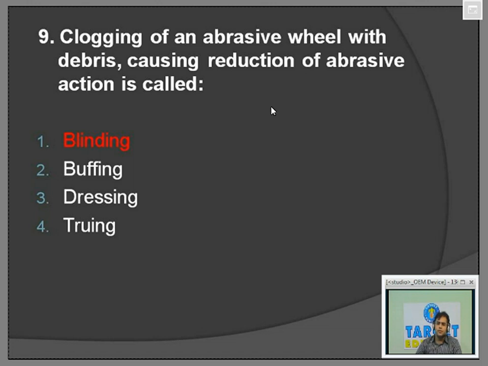Okay. Buffing is a process which is used for polishing of dentures. After you have used your sandpaper mandrel for finishing of the denture, the final process of polishing involves buffing on a rag wheel. So it gives a polish or a finish to the denture. That is called buffing. The other two terms, dressing and truing, are not related to abrasive action.